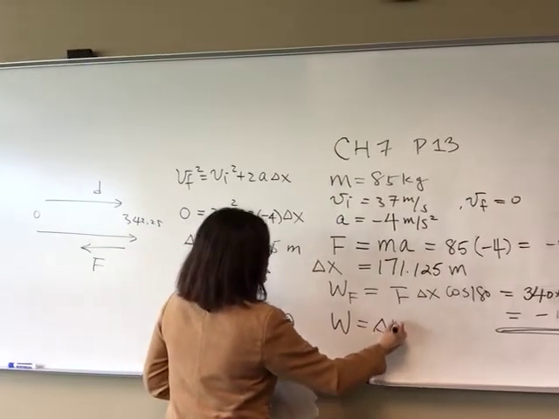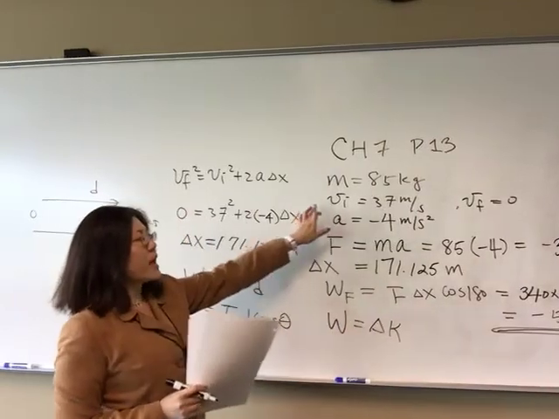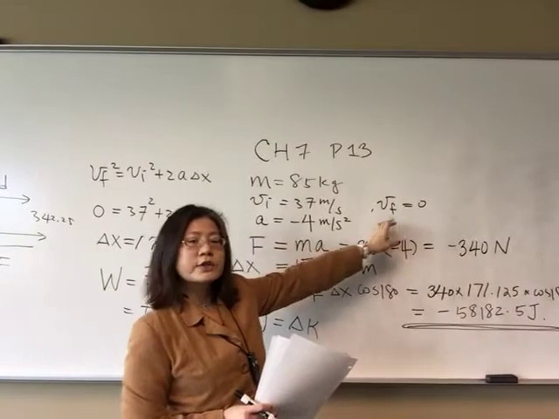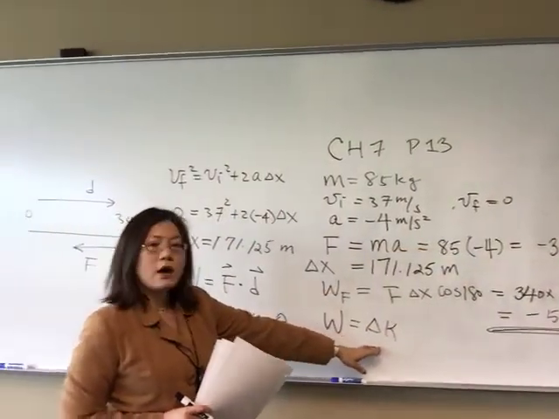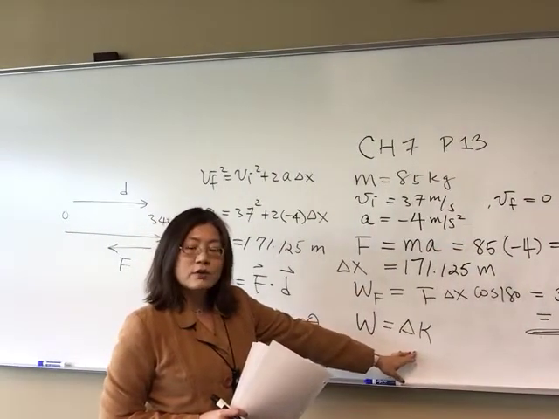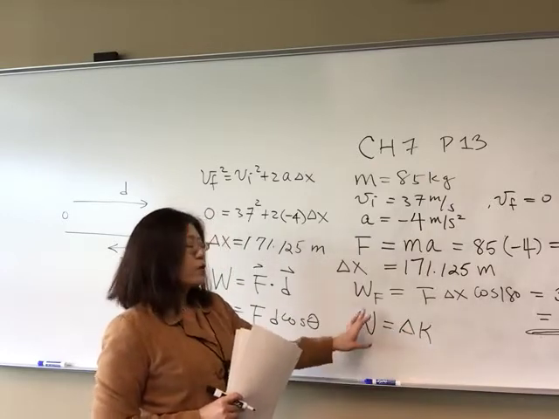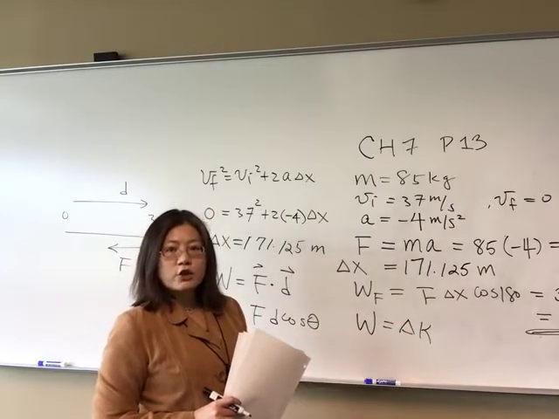The other thing is that if you remember the work kinetic energy theorem, work is equal to the change in kinetic energy. You start out with the same initial velocity, you end up with the same final velocity. So the change in kinetic energy does not change, right? Delta K does not change. So that's why your work does not change as well.